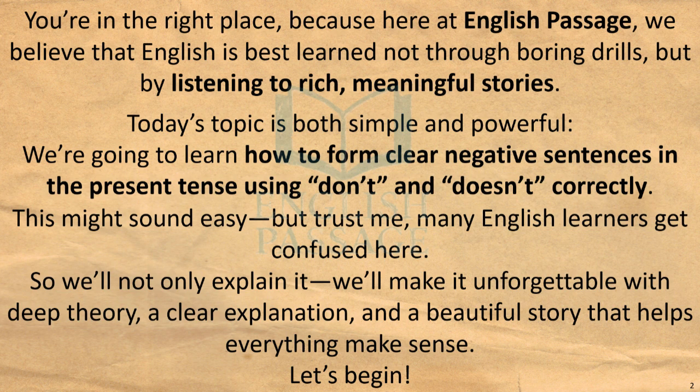You're in the right place because here at English Passage, we believe that English is best learned not through boring drills, but by listening to rich, meaningful stories. Today's topic is both simple and powerful. We're going to learn how to form clear negative sentences in the present tense using don't and doesn't correctly. This might sound easy, but trust me, many English learners get confused here. So we'll not only explain it, we'll make it unforgettable with deep theory, a clear explanation, and a beautiful story that helps everything make sense.